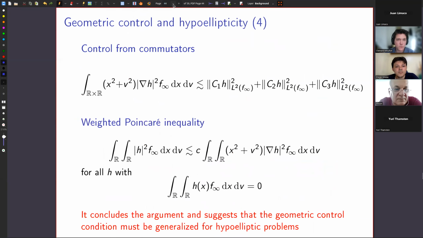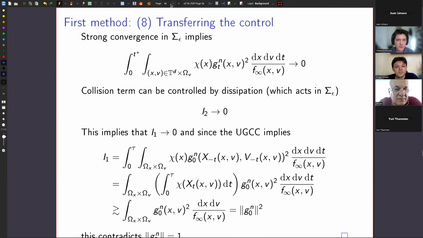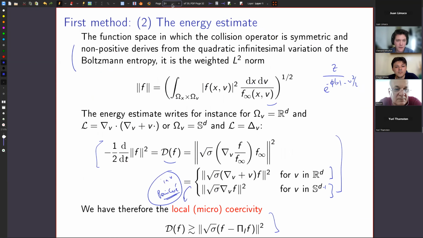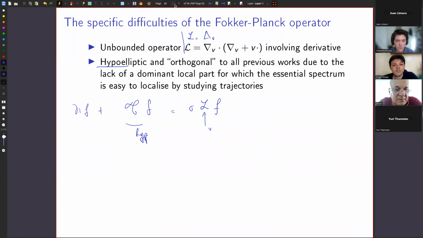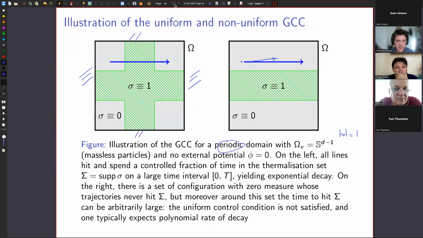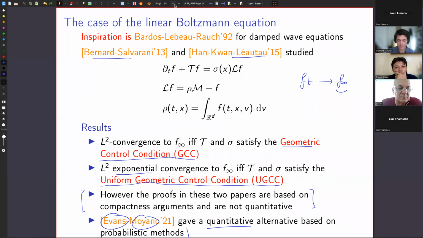Let me show you. Where was it? In the beginning. Some things remain to be proved. Yeah, so here in the previous work of Bernard, Salvarani and Luis Leoto, only in the case where L is this integral operator, they prove that it's an if and only if.